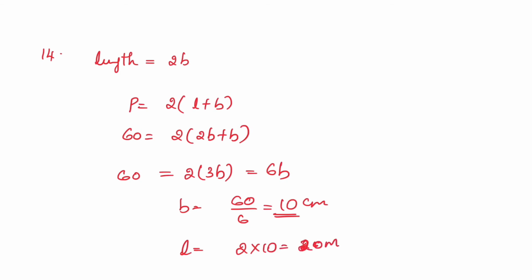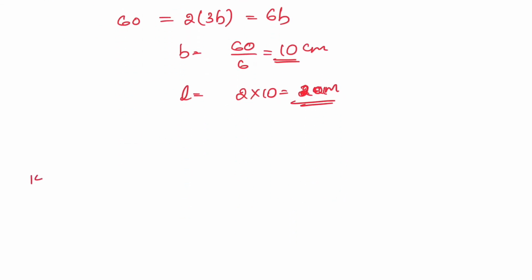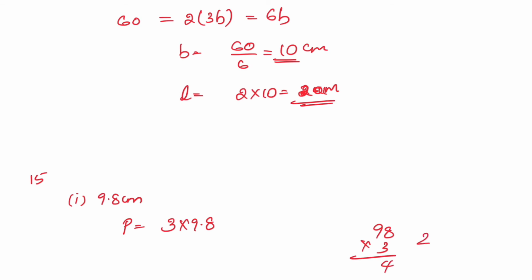Now coming to question number 15. Find the perimeter of an equilateral triangle whose side is 9.8 centimeter. So each question we are doing separately here. First one, 9.8 of equilateral triangle. So you need to do 9.8 into 3. 3 into 9.8. Solve it. Solving it, you'll get 294. So it is 29.4.